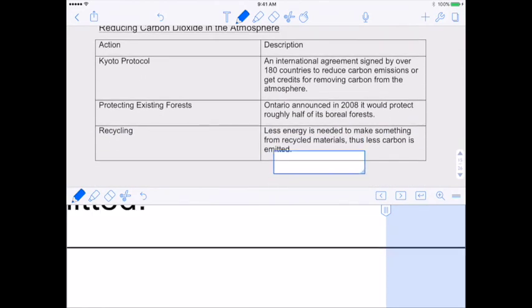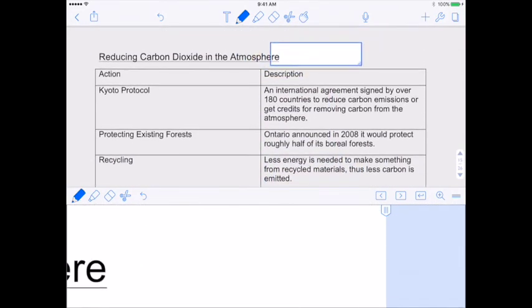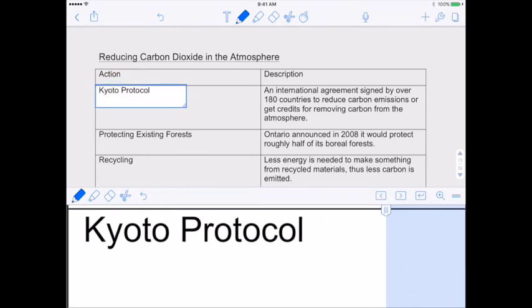So what can we do about all this carbon dioxide that we're producing? Well, there are certain things that the governments around the world have established. The first was the Kyoto Protocol. Now, this is a very big topic of discussion, especially during election time, because not everyone in Canada agrees with this whole Kyoto Protocol. This is an international agreement signed by over 180 countries to reduce carbon emissions or get credits for removing carbon from the atmosphere.